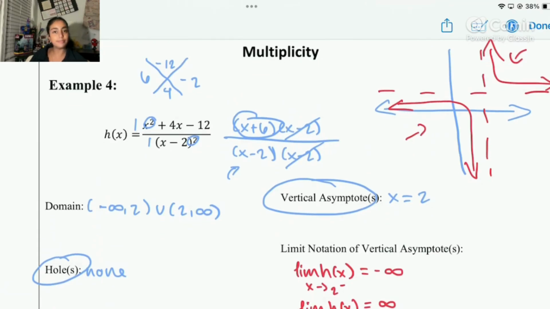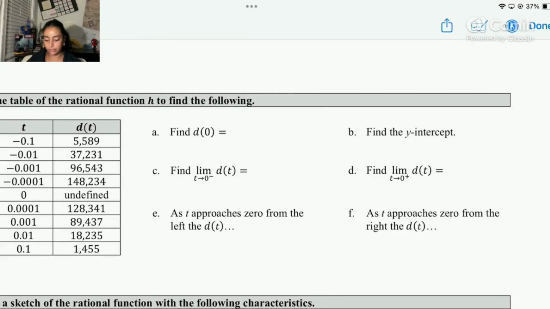And that's it. Okay, now this part's fairly easy. You're just looking at the table and finding these values. So d of 0 is undefined. You can see it right here. Limit of d of t as t approaches 0 from the left. So as it's approaching right here, it's getting closer and closer to infinity, as you can see from these values on the right. And e is just asking the same thing. As t approaches 0 from the left, d of t approaches infinity.